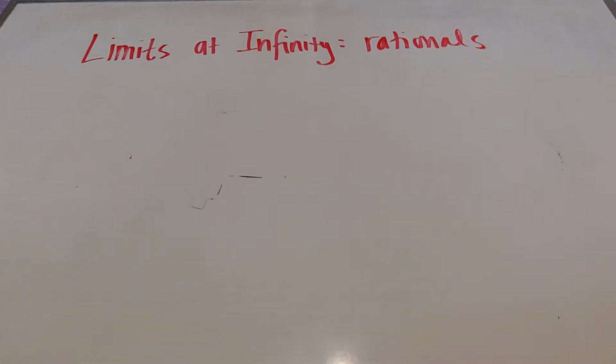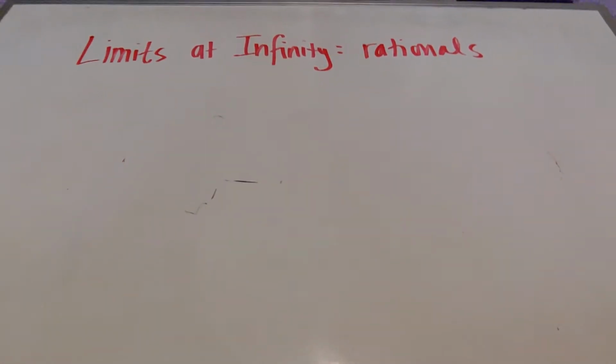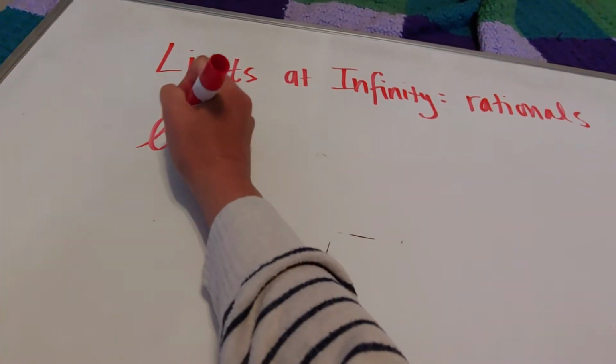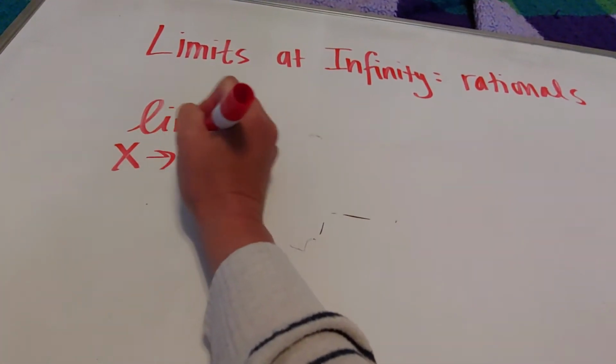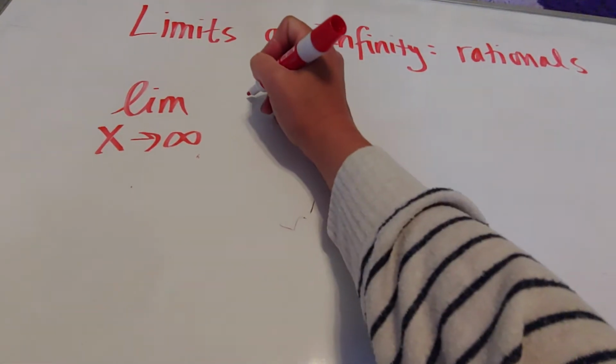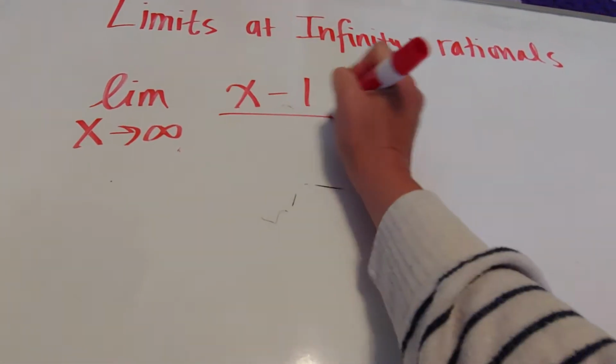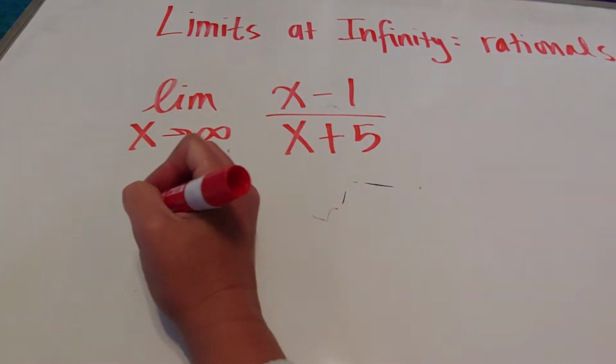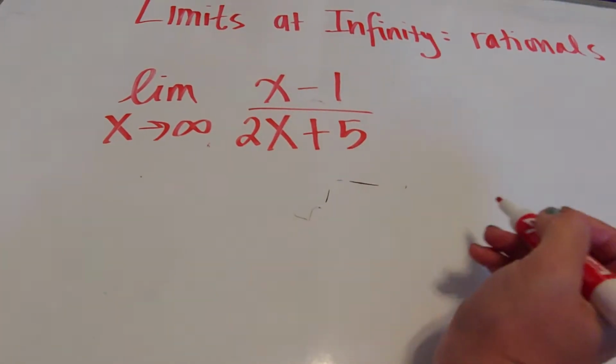In this video, we're going to look at limits at infinity, looking at rational functions. I've just written rationals, but rational functions. Let's say, for example, we were asked to find the limit as x goes to infinity of x minus 1 over x plus 5. Actually, let's make it a little bit more exciting. Let's write a 2 in there.